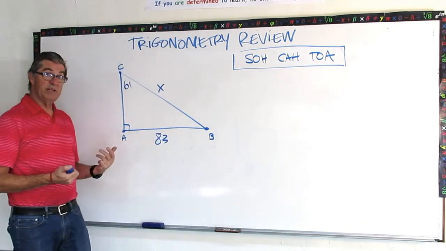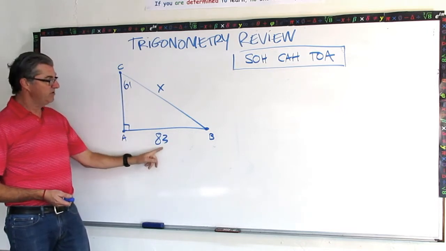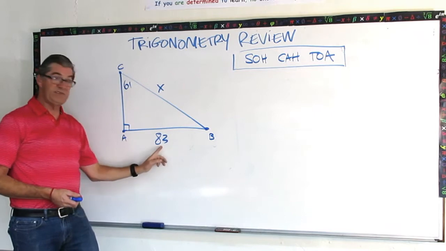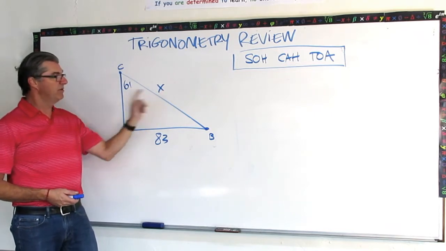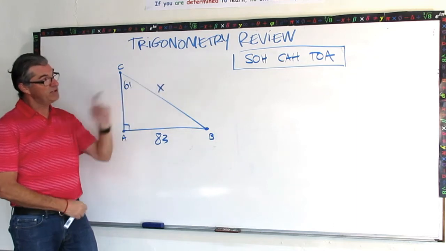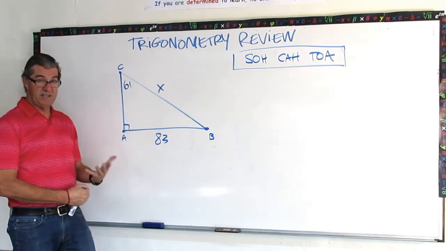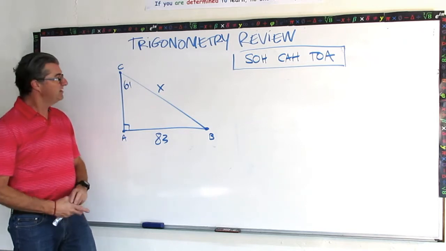Okay, now let's take a look at this one. Here's my theta. I put it in a different spot. I'm giving you the same side, AB. That's 83 now, and I'm asking you to find x. So pause the video and write a trigonometric equation using one of the 3, SOH CAH TOA, and write that down. Okay, let's see what you got.